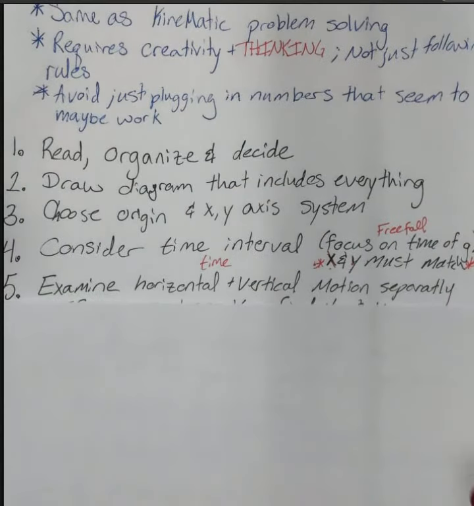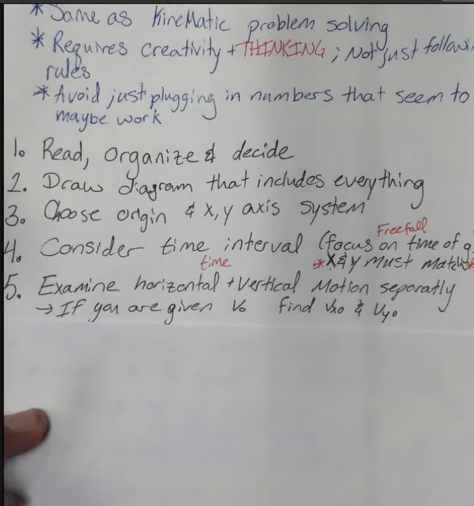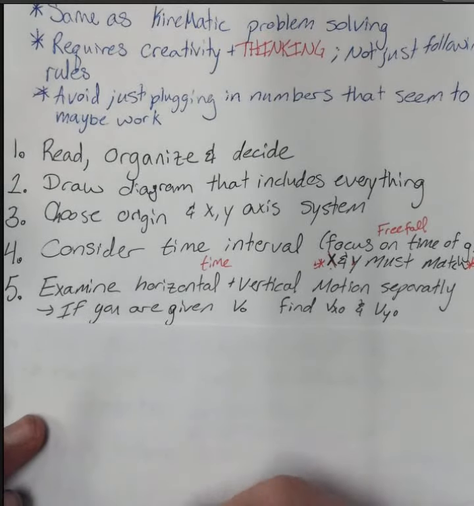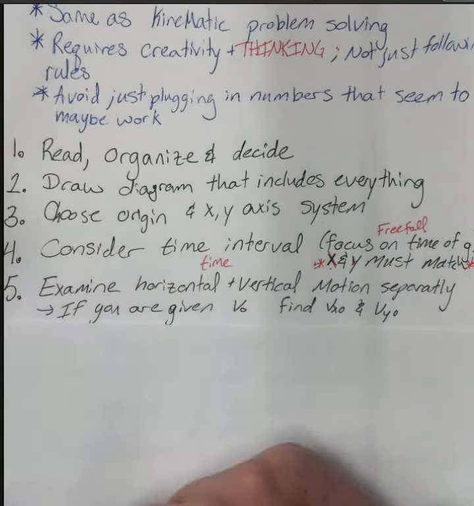Then examine the horizontal and vertical motion separately. Just like I said, you want to separate the equations of the y plot from the equations of the x plot. At this point in time, if you haven't already, you need to make sure that if you're given a v0, you find the x and the y components of that velocity.